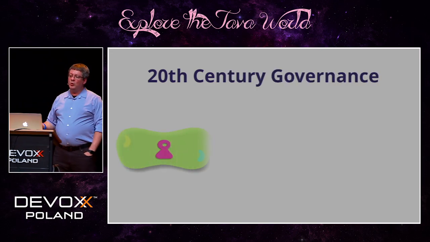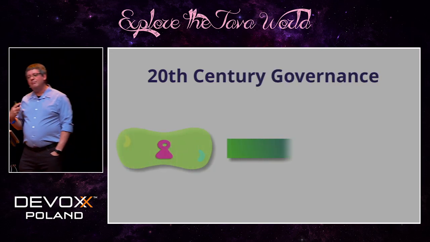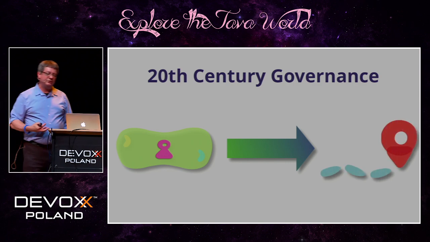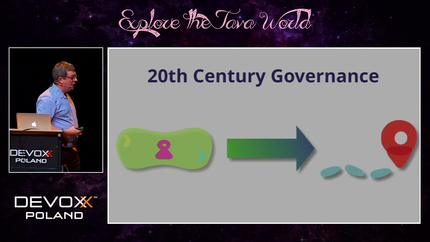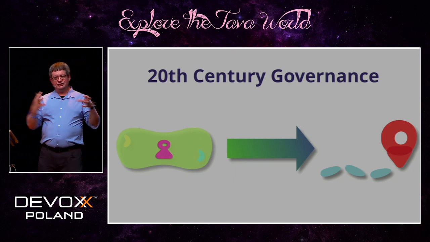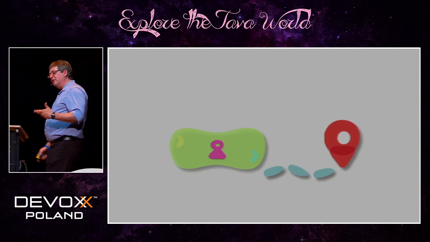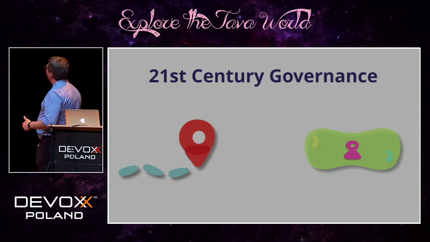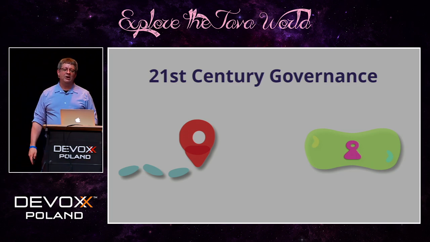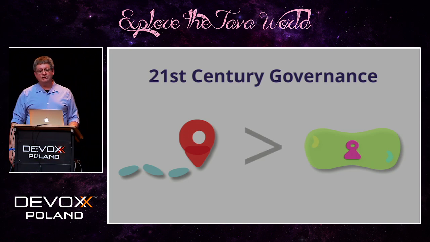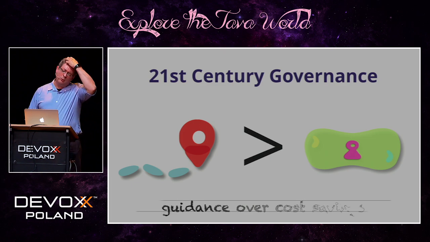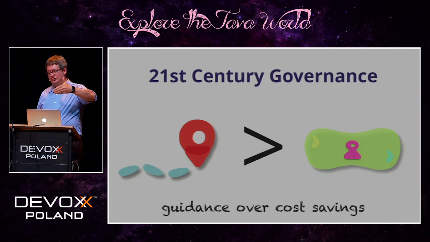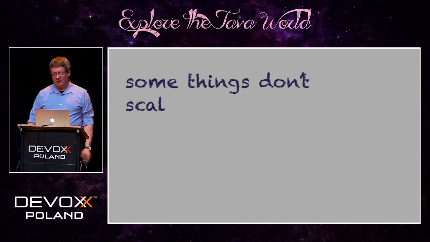And in fact, 20th century governance was very much about cost savings over guidance. A lot of governance in the 20th century was about cost savings and making homogeneous environments. But in the 21st century, that has very much shifted. It is much more about guidance now and a lot less about cost savings, which is a really good shift because we're not letting an external force like cost concerns overcomplicate our technology stacks.